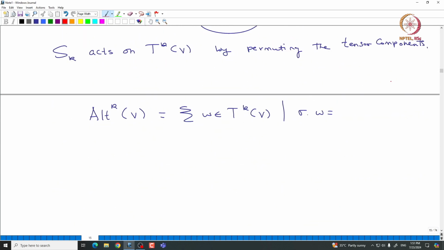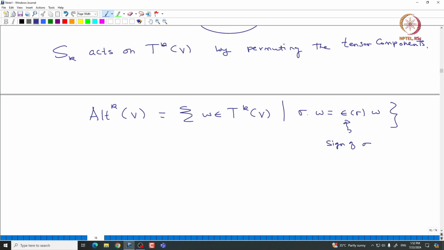You take those vectors coming from T^k of V, such that when you apply sigma on w, you expect to get the sign of sigma times w. This is the sign of sigma, and that is the coefficient. So now you can easily see that if sigma is a non-trivial transposition which flips i and j, then sigma w becomes minus w. Okay. So that is why you need this anti-symmetrization to get the alternating tensors.